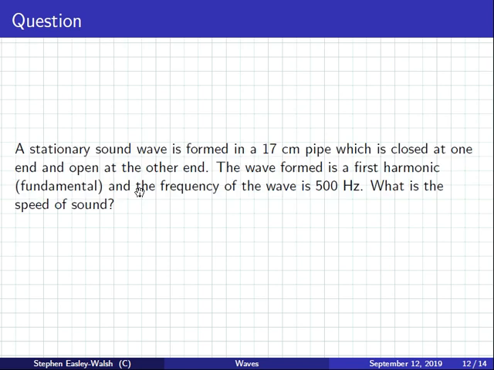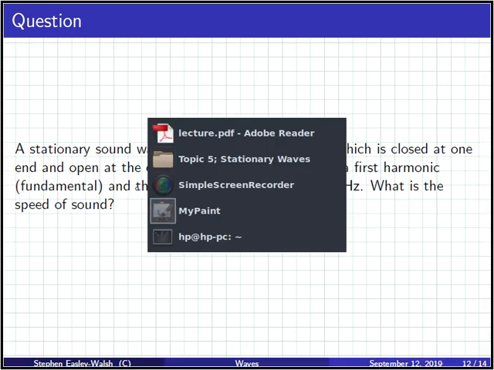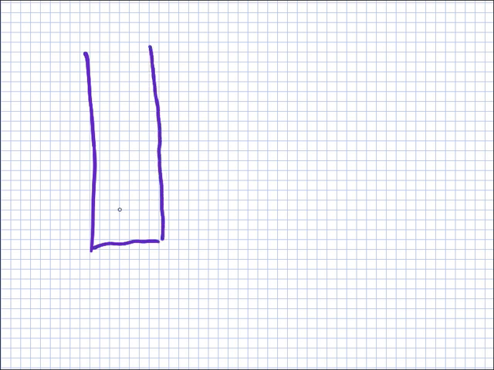I think more interesting now is the next one. This is more like an exam question. A stationary sound wave is formed in a 17 centimeter pipe which is closed at one end and open at the other. The wave formed is a first harmonic and the frequency is 500 hertz. What is the speed of sound? So this is a classic experiment. What you do is you have a pipe and you fill it up with a little bit of water, and the purpose of the water is just to change the length of the pipe.